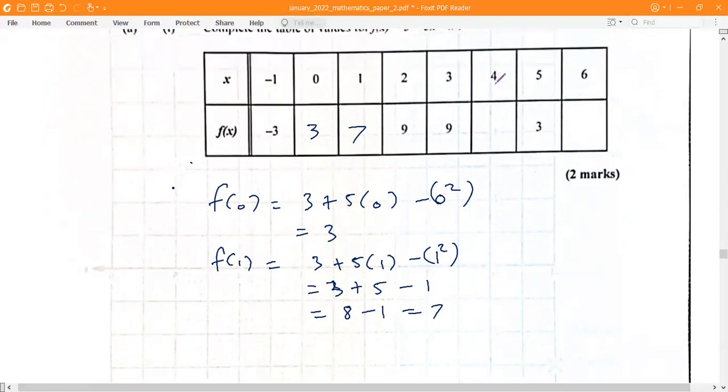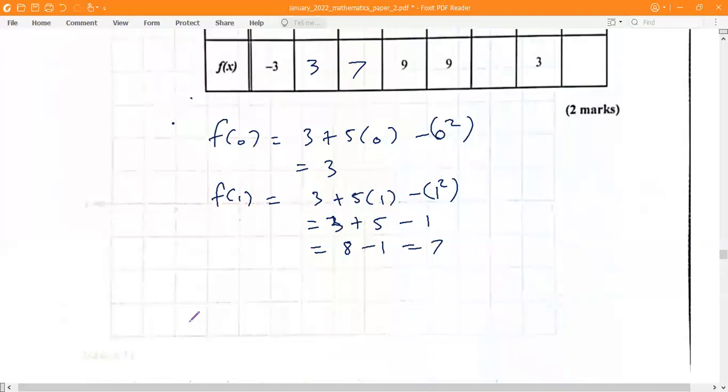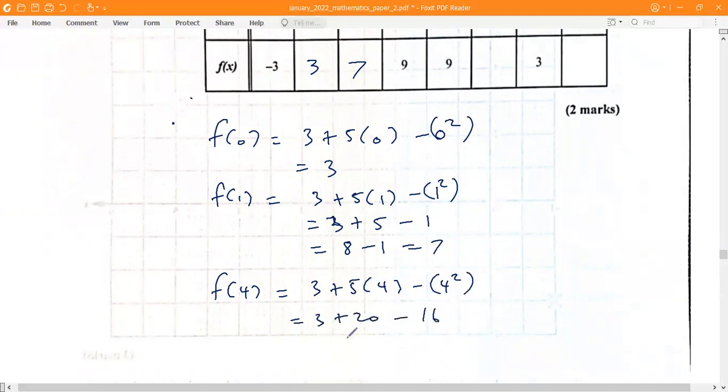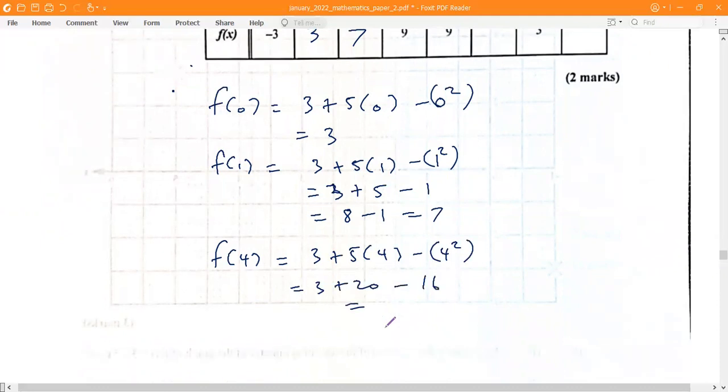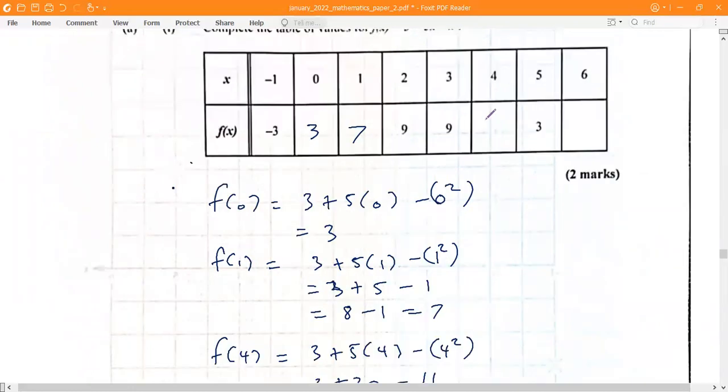Now we want to find f of 4 because x is equal to 4 now. So 3 plus 5 times 4 minus 4 squared. So 3 plus 5 4s are 20 minus 4 4s are 16. 23 minus 16 is 7. Right, so we have 7 here.